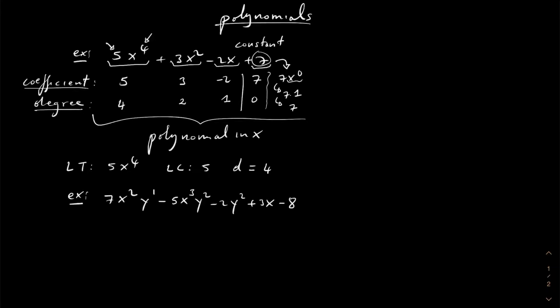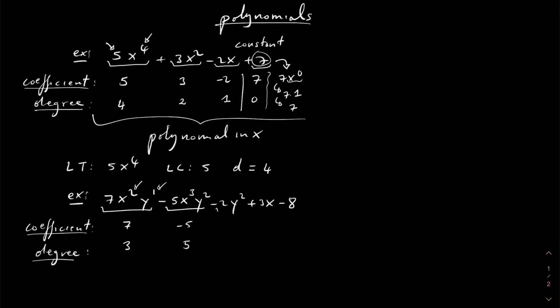And let's start with the first one here. For the first one here, the coefficient is going to be, again, still the number that's sitting in front of the variables. This is going to be 7. But the degree here is going to be a little bit different. So the degree of this particular term is going to be the sum of all the exponents or powers sitting on top of the variables. So you're going to have 2 here sitting on top of x, and then you're going to have 1 sitting on top of y. So the degree for this term is going to be 2 plus 1, which is going to be 3. Our next term is going to have a coefficient of negative 5, and the degree is going to be, of course, 3 plus 2, which is going to be 5.